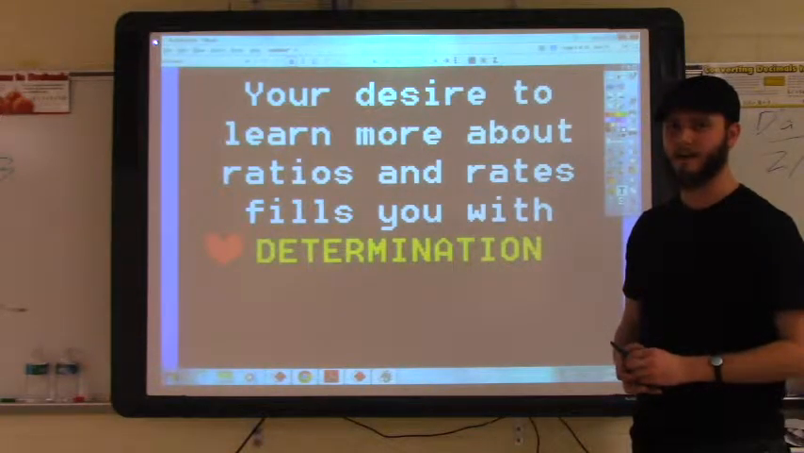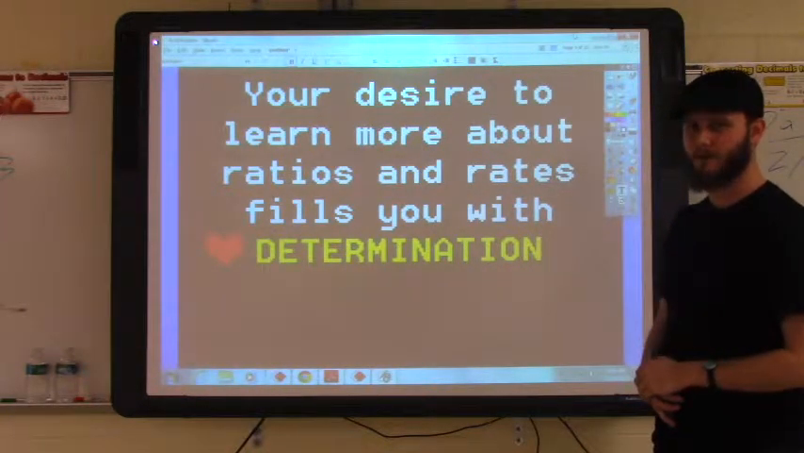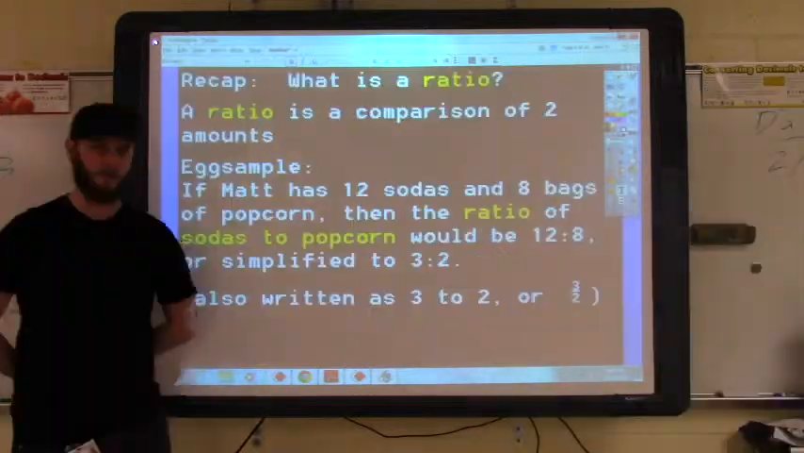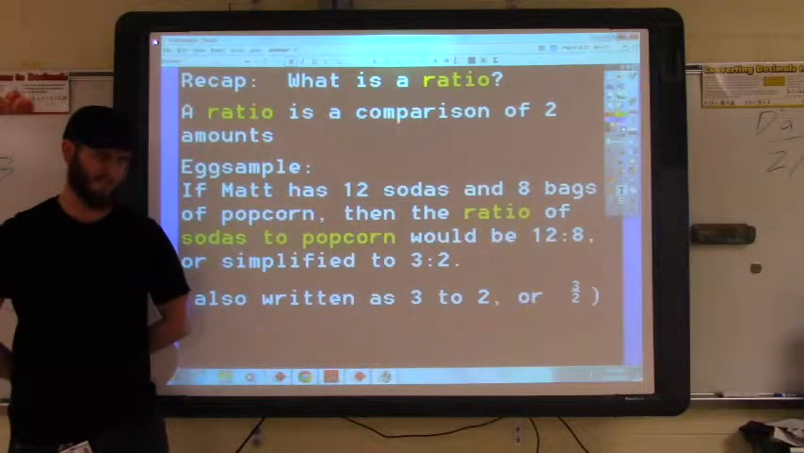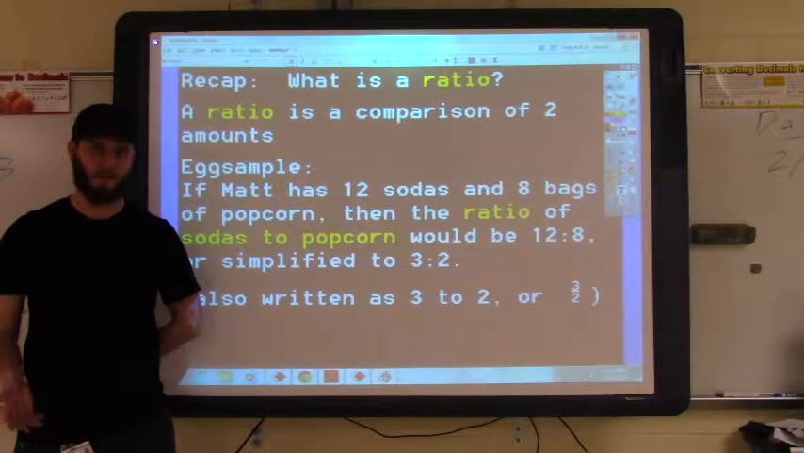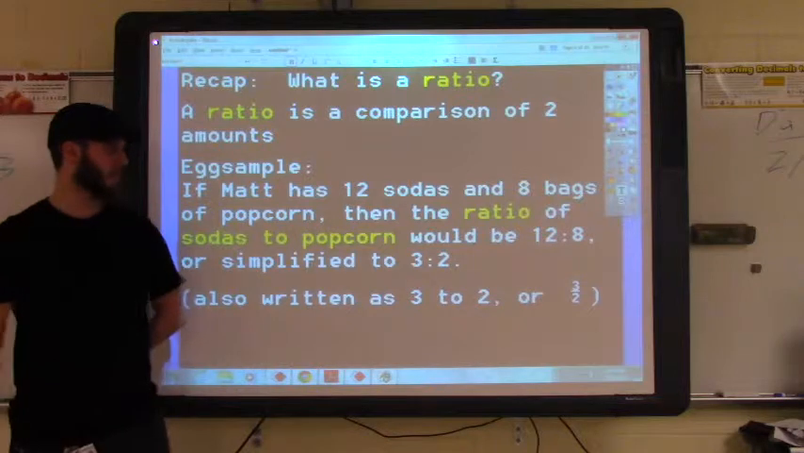Let's go ahead and dive in and talk a little bit about ratios and the big brother of them and the more useful application for ratios, rates and unit rates. But first, a quick little recap. What is a ratio again? All a ratio is, is a comparison of two numbers. Nothing more to it. Let me give you an example of that.